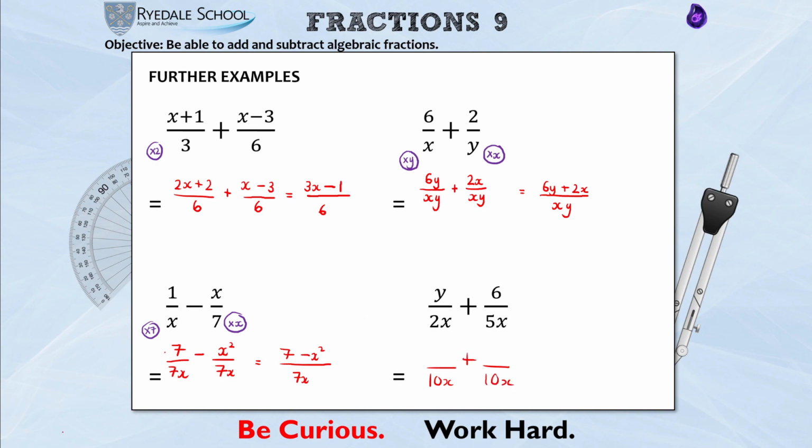So what have I multiplied by? I've multiplied this fraction, the numerator and denominator, by 5, and this one by 2. If I now do likewise to the numerators, y times 5, 5y. 6 times 2, 12. Now there's no way of collecting and tidying up 5y add 12, so I just write this one as 5y add 12.